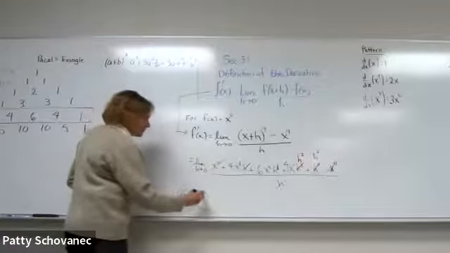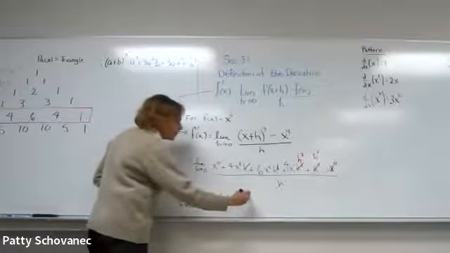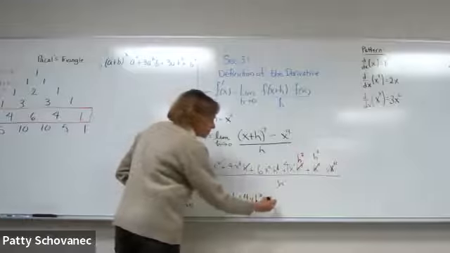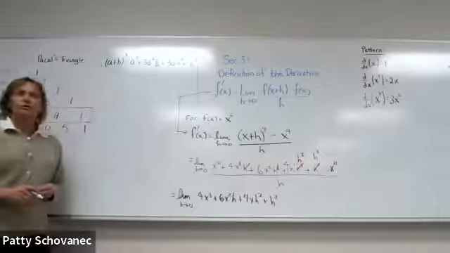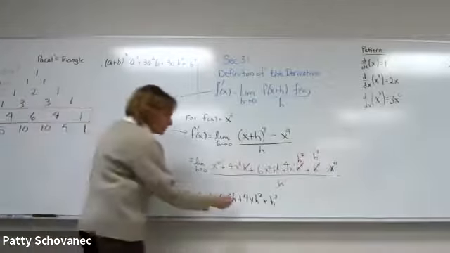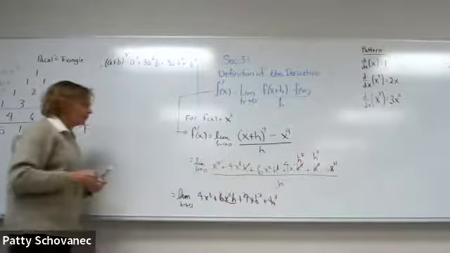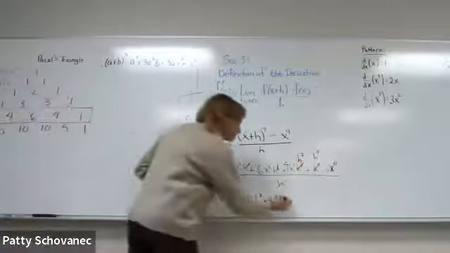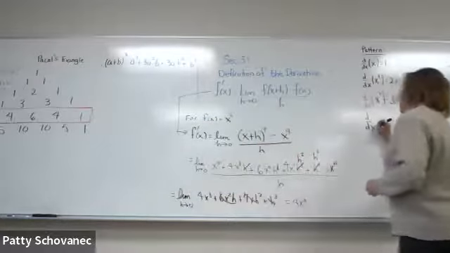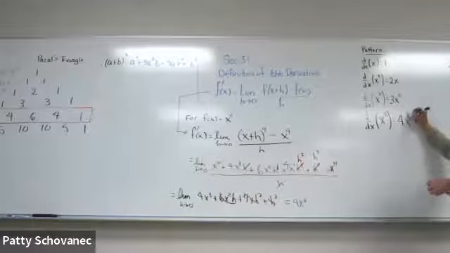I've got 4x cubed plus 6x squared h plus 4xh squared plus h cubed left after I cancel the h. Canceling the h on the bottom allows me to take the limit. And so that one's going to be 0. That one's going to be 0. And that one's going to be 0. And we're left with 4x cubed as the derivative. So the derivative with respect to x of x to the fourth is 4x cubed.